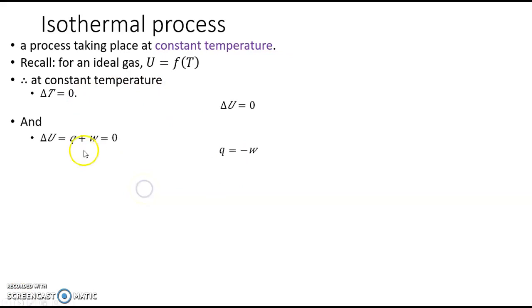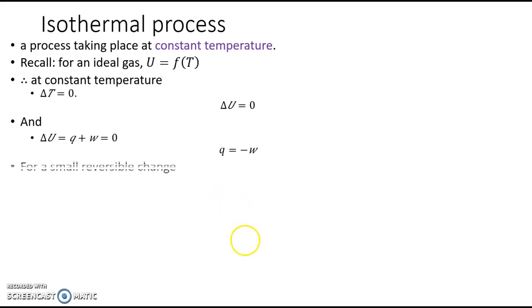If we recall from the first law, delta U, which is Q plus W, is now equal to 0, then Q is equal to the negative of the work done. So all heat supplied is used as work, or all forms of work done on the system are converted to heat. There is no change in internal energy.